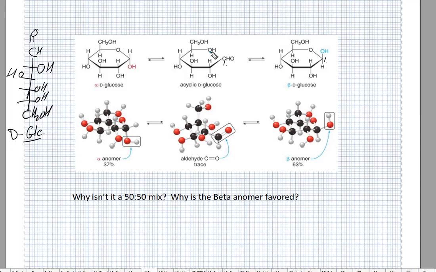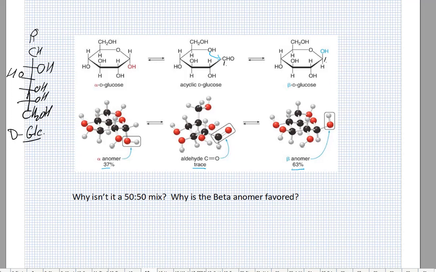This oxygen can bond to this carbon, and when it does, it can either be up, it's beta, or when it's down, it's alpha, these two different anomers. Notice they're in equilibrium, so they're always flipping back and forth. In solution, just a little bit of it is actually in the open chain form. It's more stable in this cyclic form. 37% is in the alpha anomer conformation, or isomer, and 63%, so the beta is favored.